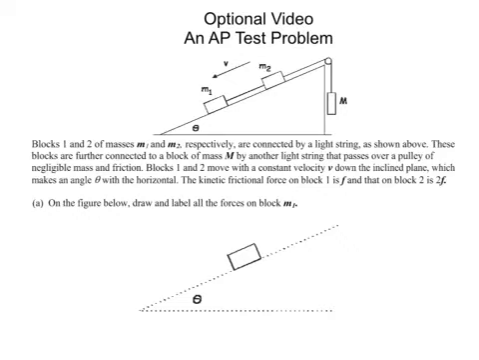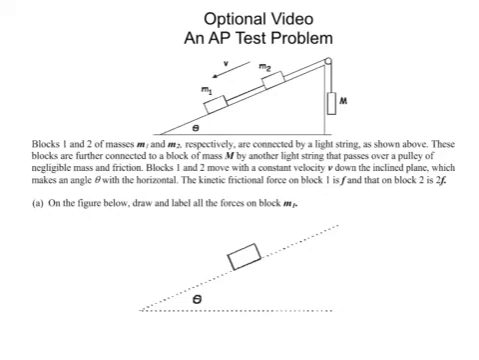Okay, so here's another example. This is an actual problem from an AP test several years ago. Blocks 1 and 2, masses M1 and M2 respectively, are connected by a light string as shown above. These blocks are further connected to a block of mass M by another light string that passes over a pulley of negligible mass and friction.